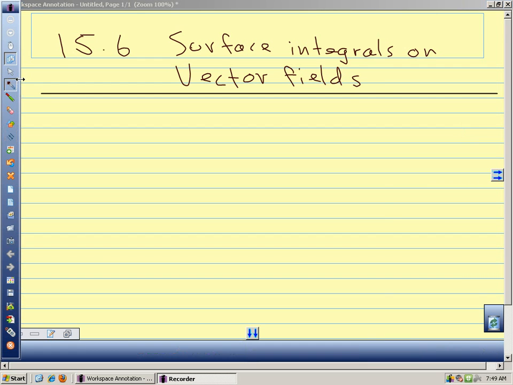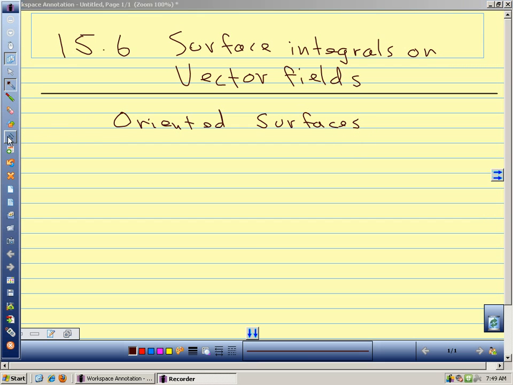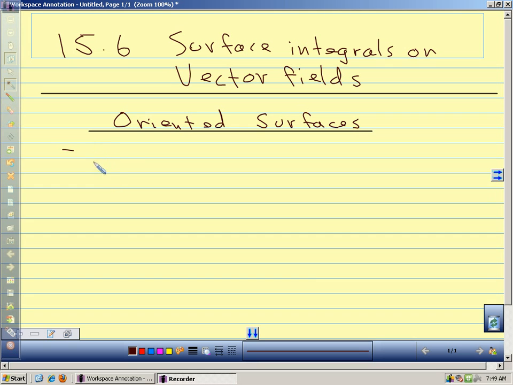We need to know a couple of things before we do that. We need to define a few terms so that we can write our surface integrals. So the first thing we need to know is about oriented surfaces. When we're talking about a surface and we want the normal component, we're interested in the normal vector. So the normal vector is going to play a big role. So an oriented surface has two sides.